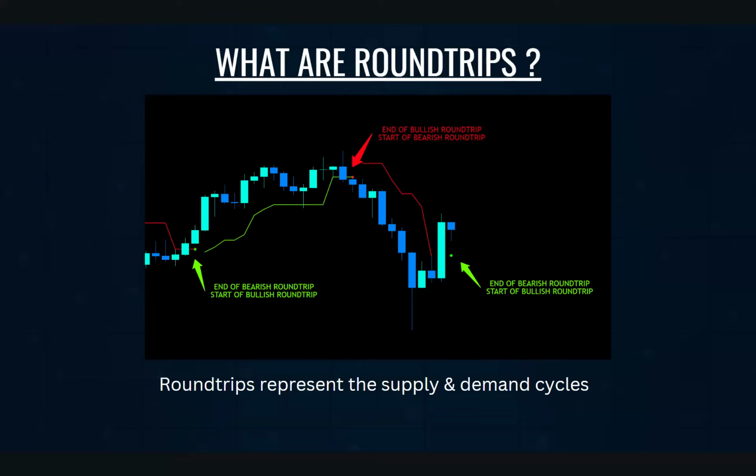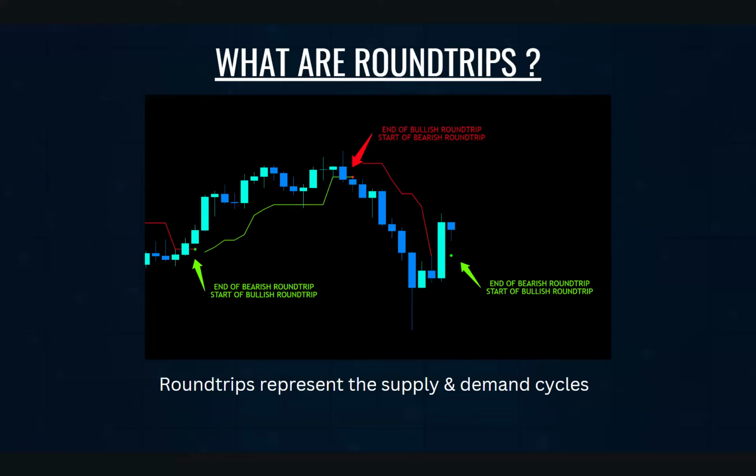So what are these round trips? If you haven't heard about them, I have spoken about them a few times in some of the other indicator X training. It's basically the start of a cycle. It represents a supply and demand cycle. The start of a demand cycle would be the green dot. The start of a supply cycle would be the red dot. So it's just showing us different cycles in the market.